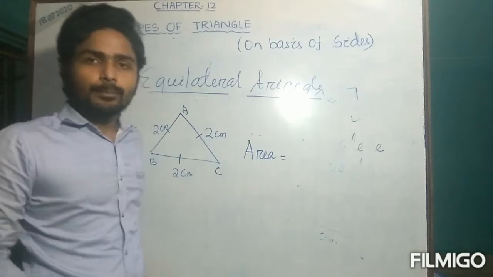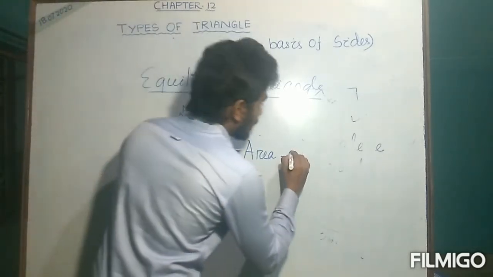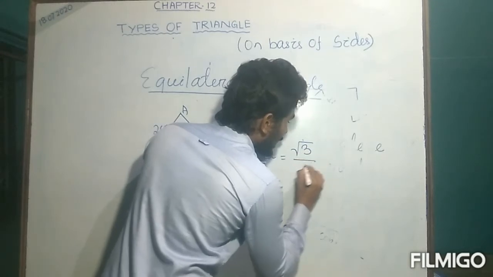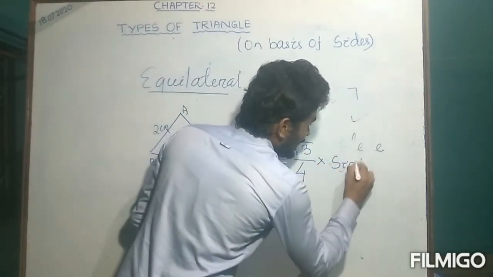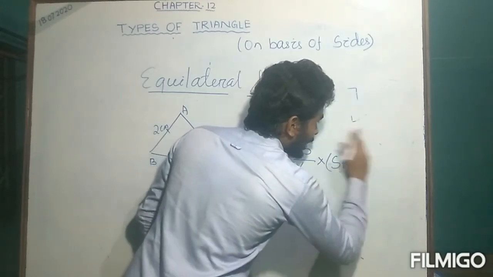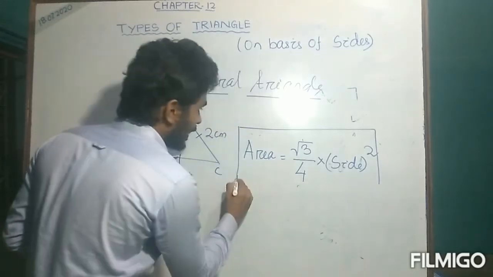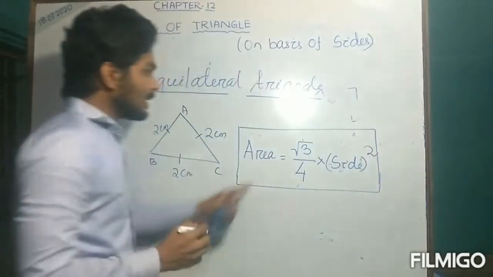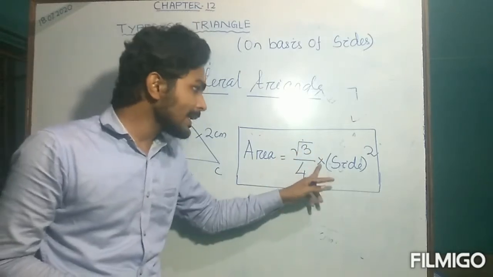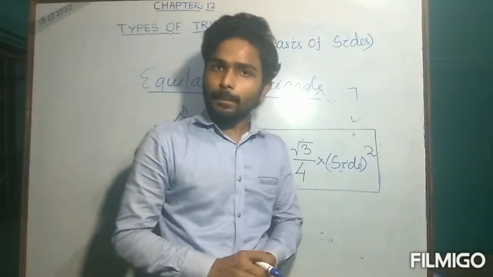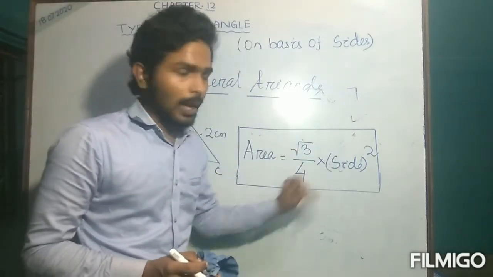So what should be its area? The area formula of an equilateral triangle is root over 3 divided by 4 into side square. Okay, this is the area of an equilateral triangle. Keep in mind and write it down. The area of an equilateral triangle is root 3 by 4 into side square. Okay, now we will do some problems relating to this formula.